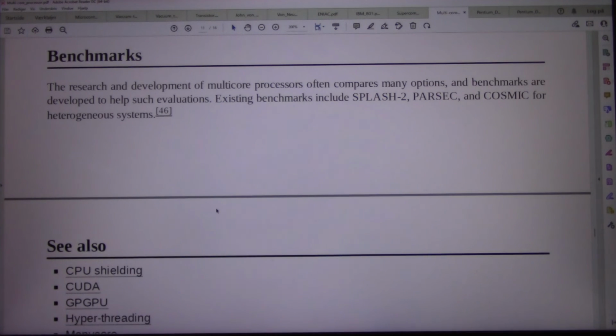Benchmarks. The research and development of multi-core processors often compares many options, and benchmarks are developed to help such evaluations. Existing benchmarks include SPLASH-2, PARSEC, and COSMIC for heterogeneous systems. 46.